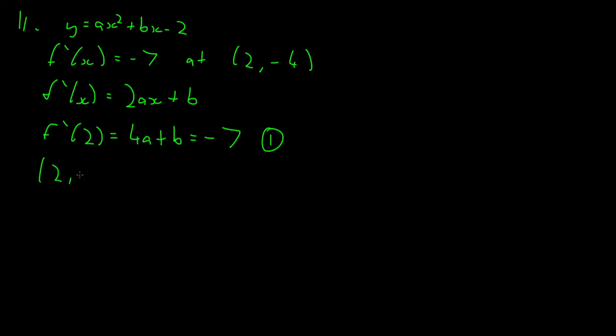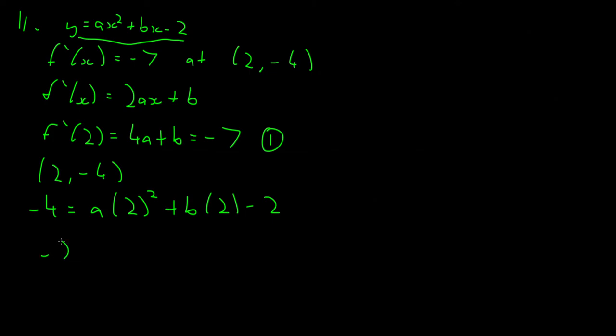And then the next thing we're going to do is sub in 2 comma minus 4 into the original equation up here. We're going to have minus 4 equals a times 2 squared plus b times 2 minus 2. So we put this minus 2 onto the other side and get minus 2 equals 4a plus 2b, and we'll divide both sides by 2, and we'll get minus 1 equals 2a plus b. That'll be the second equation.